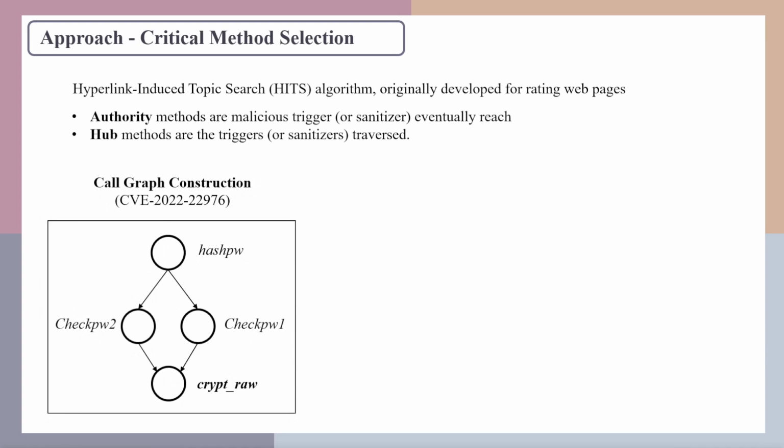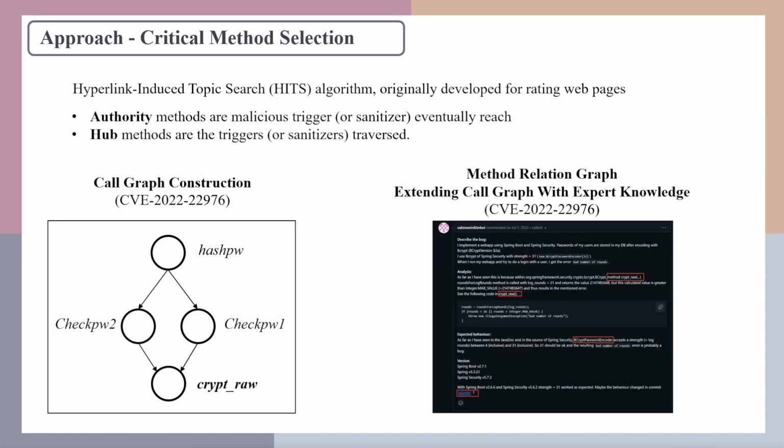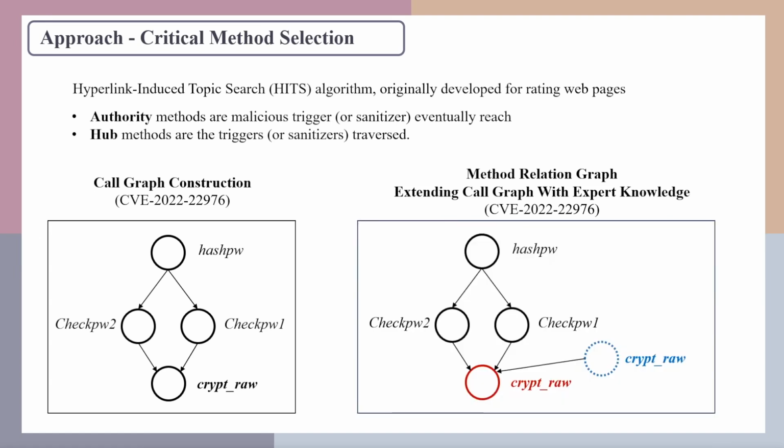Take the same CVE as an example. There are a quatrain of hashpw to crypt. We first construct the call graph, then add the additional knowledge about the method and class of the vulnerability from GitHub. If any class or method is mentioned, like crypt in this case, Vision adds the method caller for it. Eventually, the method relation graph is constructed and the critical method is determined by HITS.